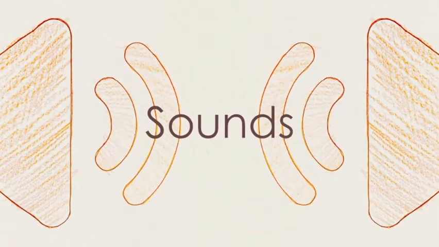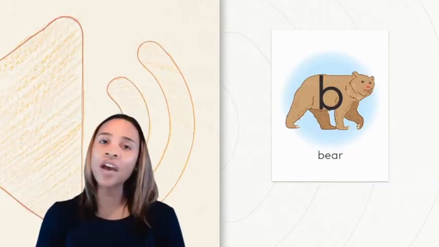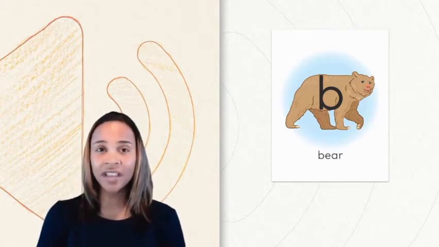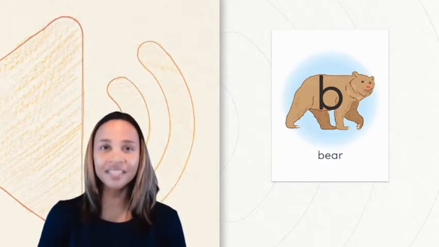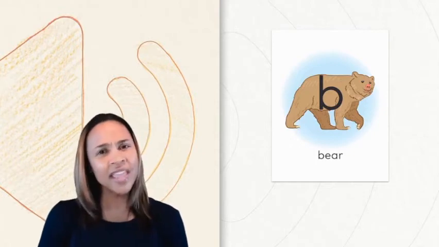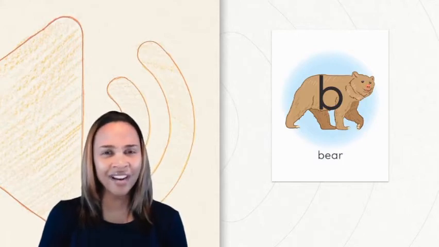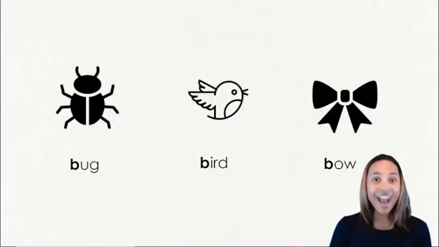Sounds. This is a picture of a bear. The sound that we hear at the beginning of the word bear is the B sound for the letter B. Can you make that sound? B. Yes. I wonder if we can think of some other words that make the B sound just like in the word bear. Can you think of some? I thought of some too. I thought of the words bug, bird, and bow. Nice thinking.